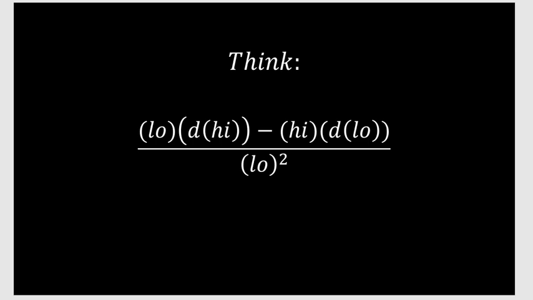Or your bottom function times the derivative of your top function, that's your d high, minus high, your top function, times d low, or the derivative of your low function, all over the bottom function, your low function, squared. So that's just another way that you can think of the quotient rule. Some folks do find it a lot easier to think of it this way.